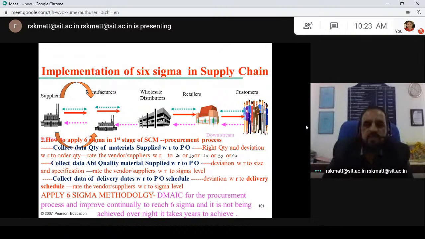That is the first target. Similarly, for the delivery schedules, collect the data of the delivery dates with respect to the purchase order. How many times has the supplier supplied the material at the right time of delivery specified in the purchase order? How many times is there a deviation in the schedule? Measure and rate the vendors with respect to the sigma level.